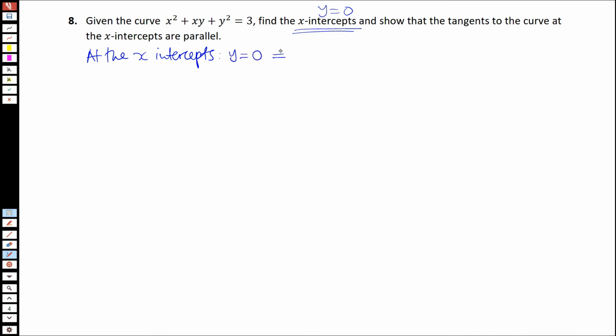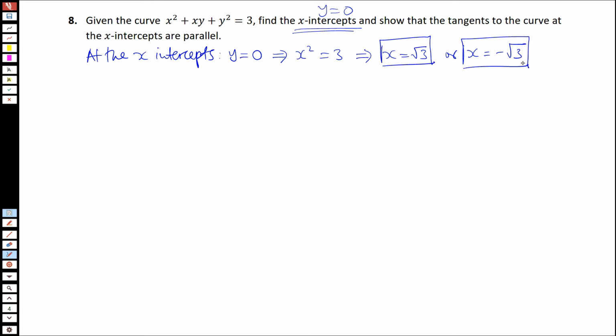So that implies that in this case, if y is equal to 0, then x squared will be equal to 3, which implies that either x is equal to the square root of 3 or x is equal to negative square root of 3. So these are basically the x-intercepts.